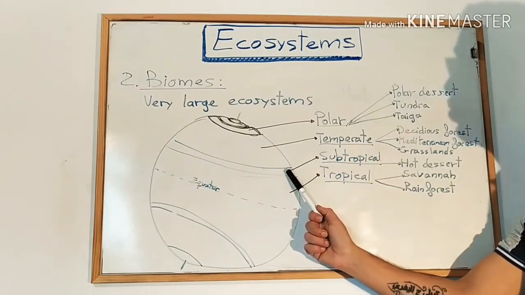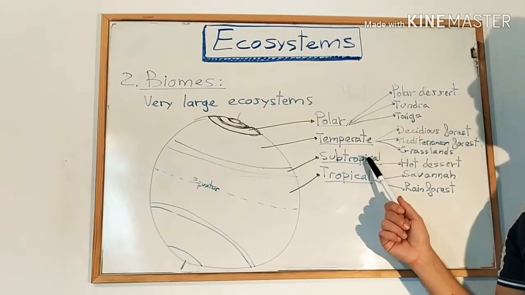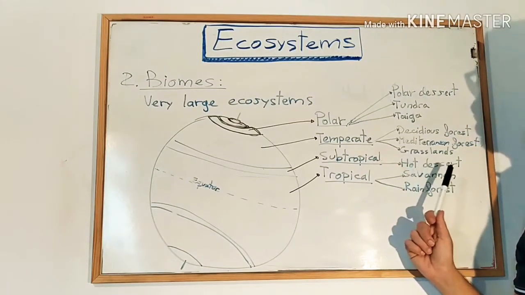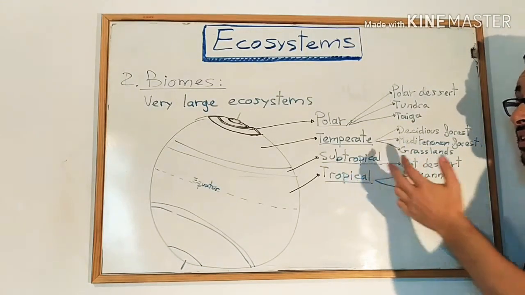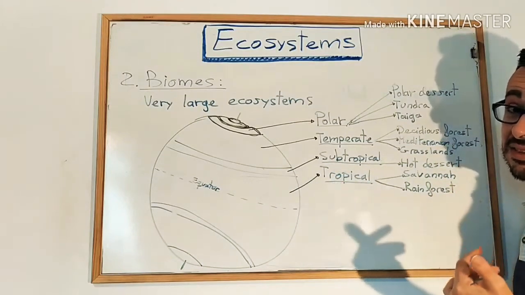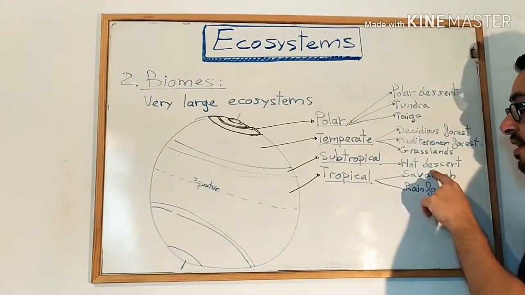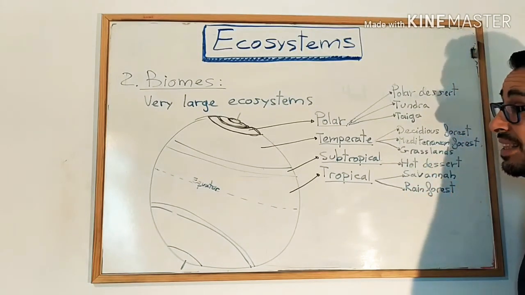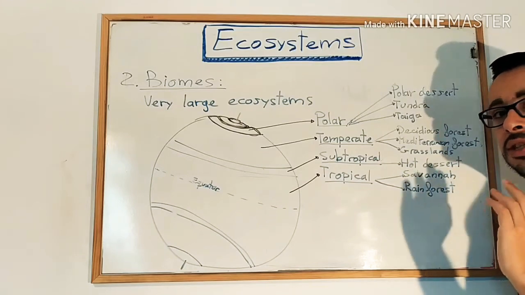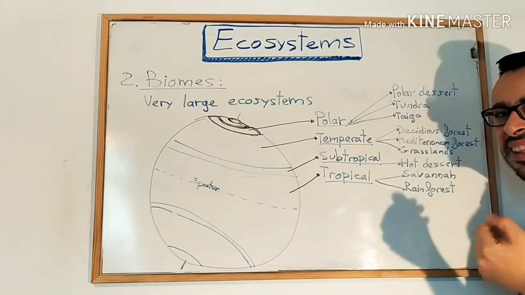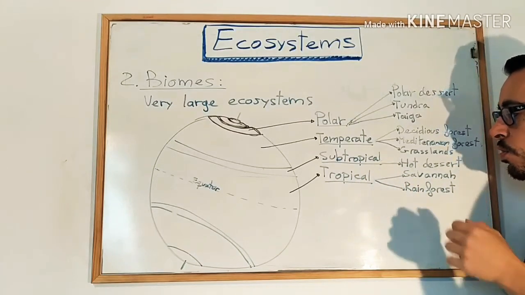Then we have the subtropical. In the subtropical climate, we find the hot deserts. The climate is hot and really, really dry. So here we find deserts where vegetation is adapted to living there. There's not much vegetation, but there is vegetation. There's a bit of vegetation.